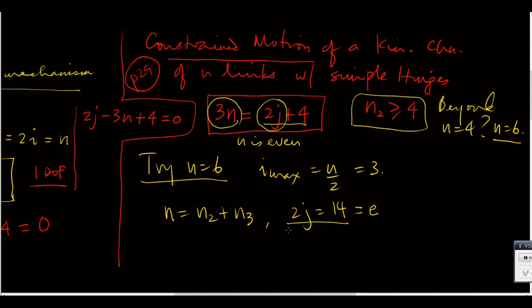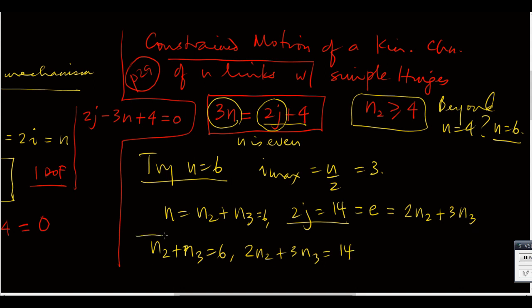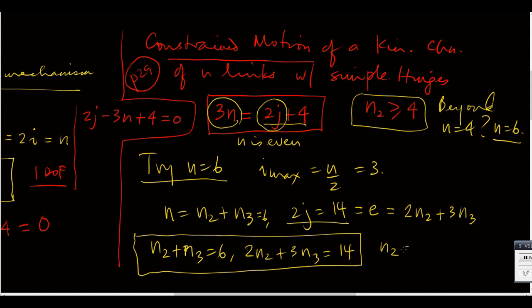lecture. And so this number of elements is equal to 2n2 plus 3n3. And so this is 6, right? So we have two equations. n2 plus n3 is equal to 6, and 2n2 plus 3n3 is equal to 14. These are two simple linear equations. We can solve them, and what we find is n2 equals 4, n3 equals 2.